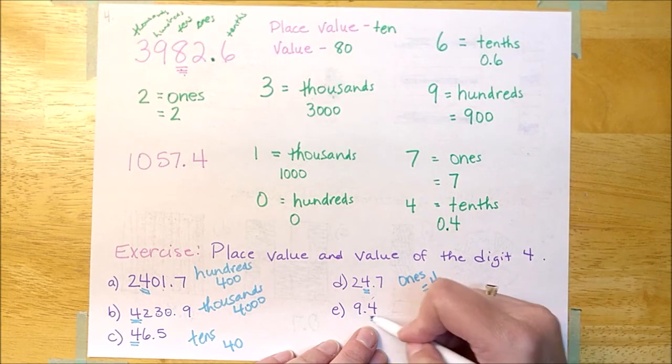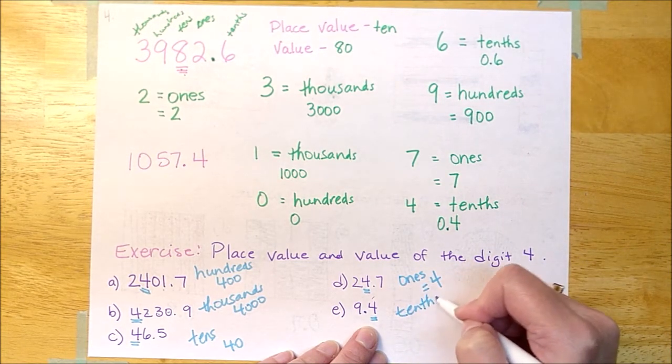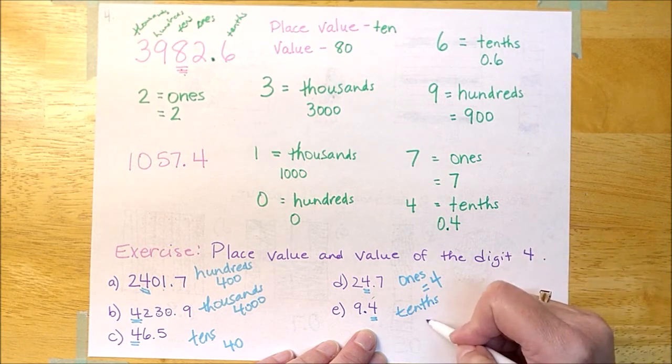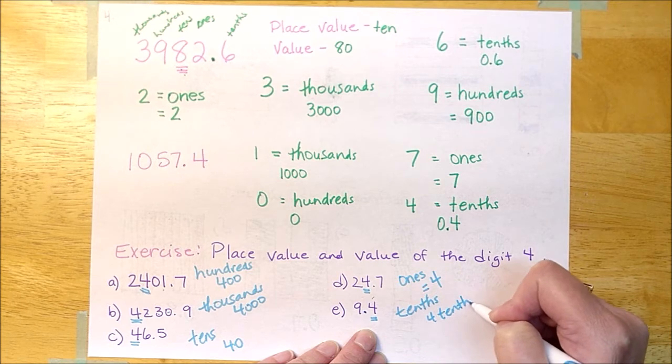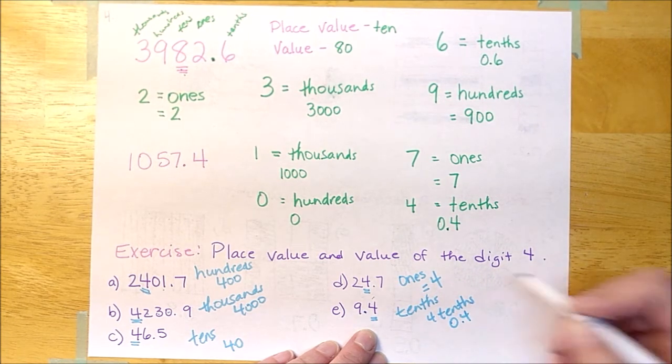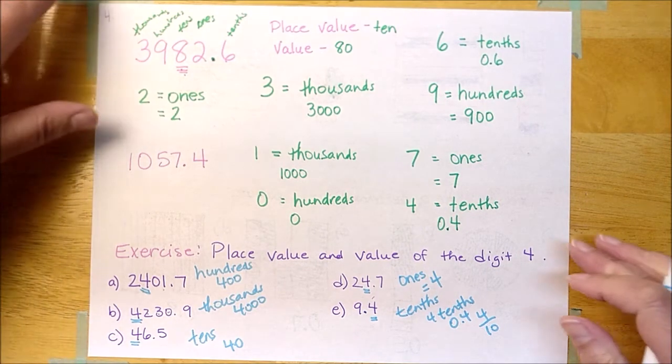And here my 4 is behind that decimal, so he is in the tenths place, and he is worth 4 tenths, or 4/10, all different ways you can write that. So I hope that you were able to do that along with me.